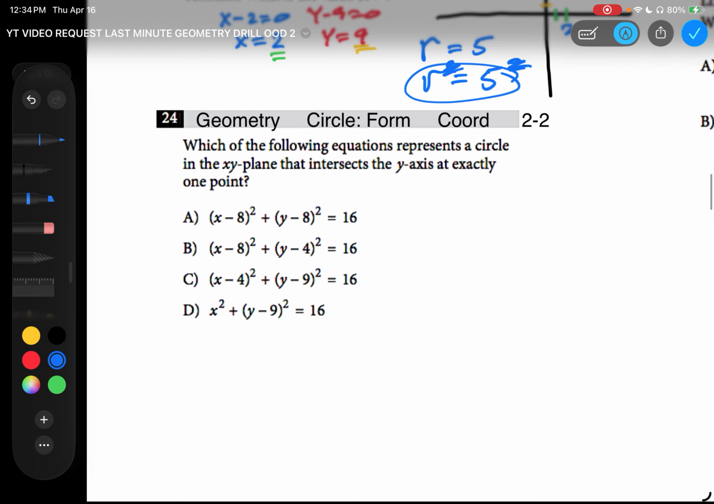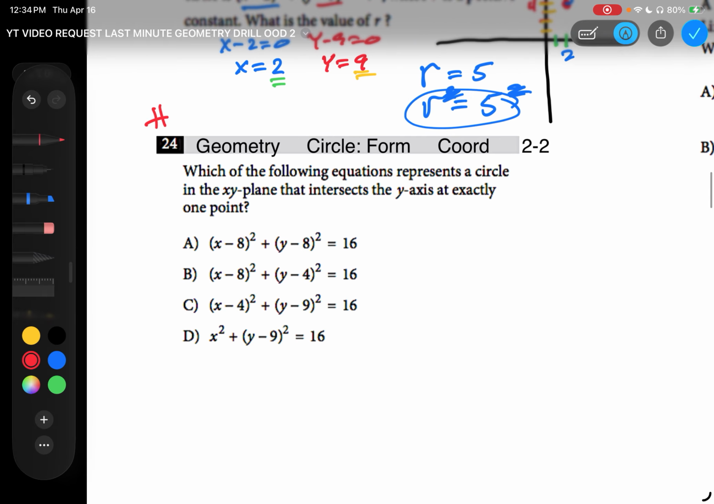Question number 24. This is also considered a hard question. Let's hit this question. Each of the answer choices are showing you formulas for circles. And since these are formulas for circles, notice on the right-hand side that we talked about, for each one, we have radical 16, which would make our radius 4. Each one of these, we have to square root, and they're each going to be 4 for our radius. Basic ding-dong rules.